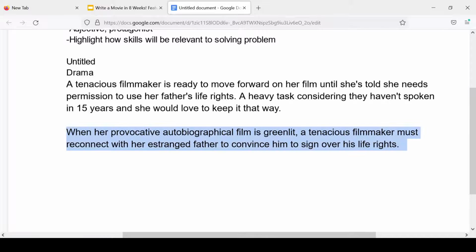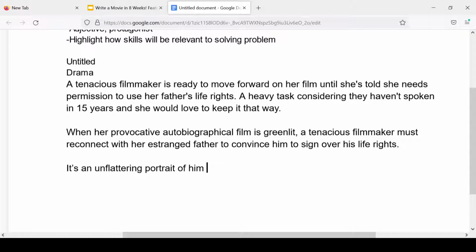Try to phrase this in one sentence like this, and also the fact that it's an autobiographical film, like it's about them. That seems important, especially if it's an unflattering portrait of him, I imagine. Yeah. Okay. So you've done a nice job of connecting the external journey and the internal journey. The external goal is to convince him to sign over the rights to his life, and the internal journey is they need to reconnect, and in order for him to give that over, they need to be on better terms. So we're going to want to highlight that as much as you can. I think the basics are definitely here. So try to maybe rephrase it a bit along these lines and be as concrete and specific as you can. Okay.